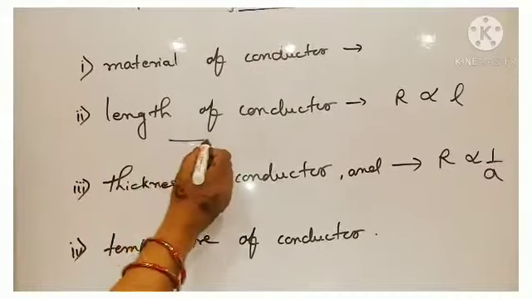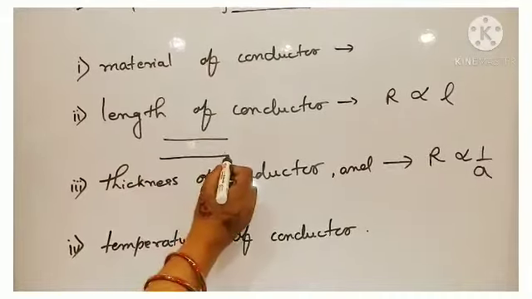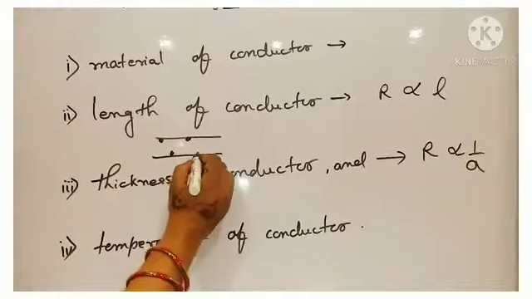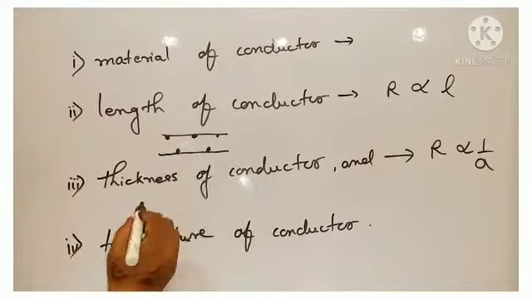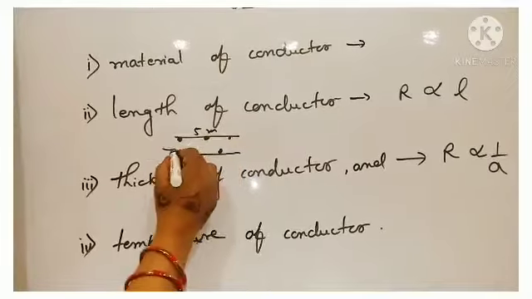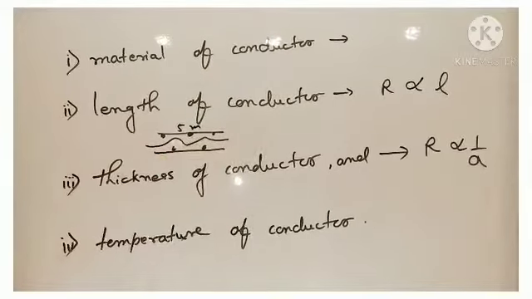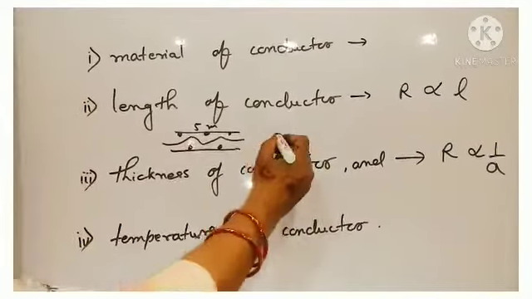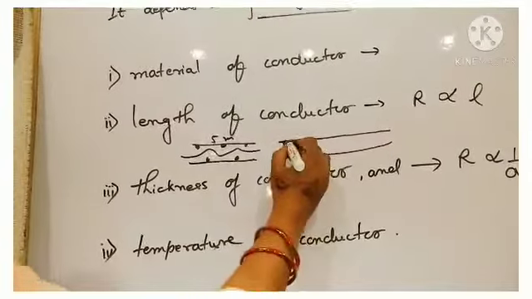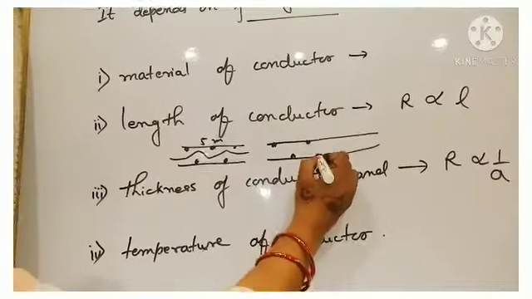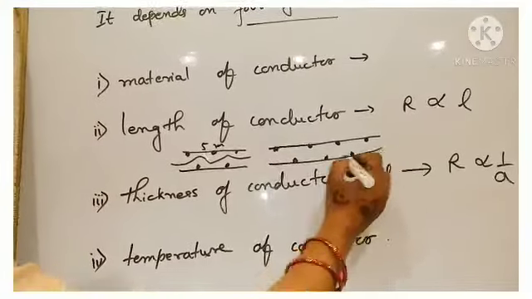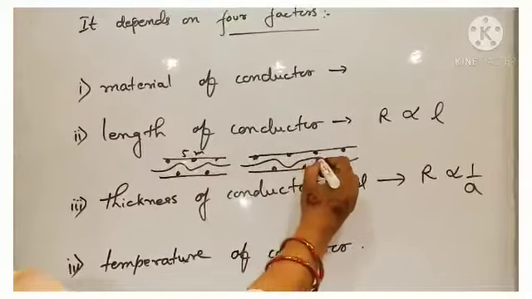Suppose you are going through a road with this much length. Here few cars are there. 1, 2, 3, 4, 5. Suppose it is 5 meter. So while going we are facing 5 obstacles. So if we increase the length, hence the obstacles will also increase. So resistance is directly proportional to the length.